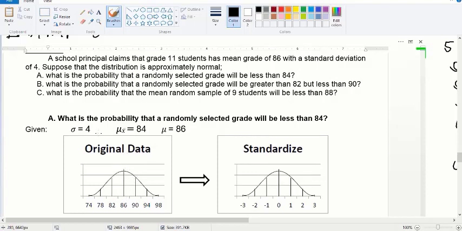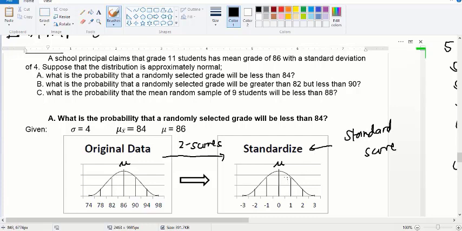So, it says the mean is 86, according to the school principal. We all know that when we plot a normal distribution, automatically the one in the middle is the mean. This is our mean, okay? These are the original data, and we can actually get the z-scores. The z-score is what we call the standard score. That's why it's called standardize.